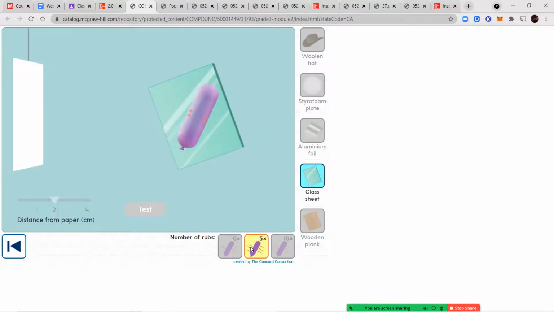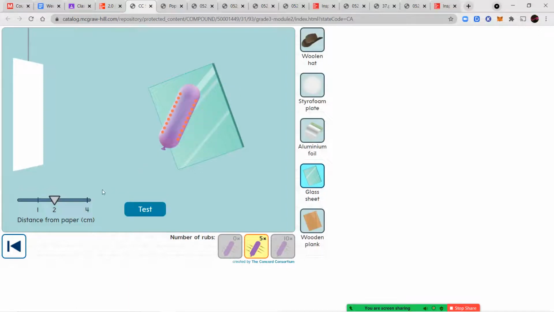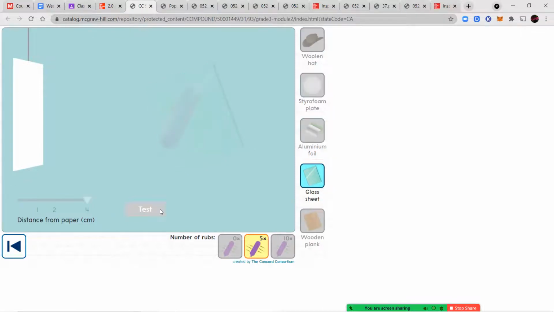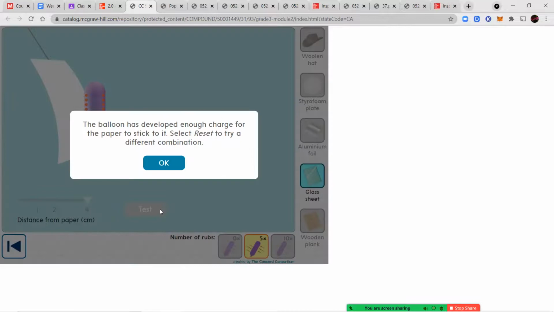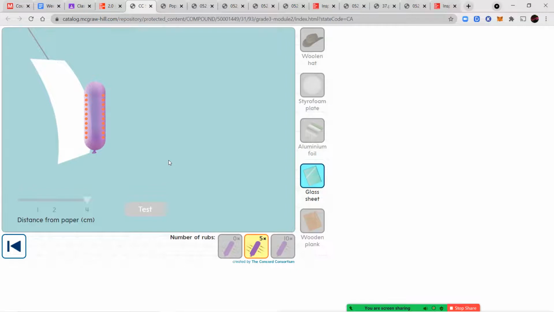Again, we'll go with 5 rubs. We can see that some electrical charge is building up. It's increasing. It looks like there's a lot of it. So let's see if we pull it out to 4 centimeters away and see if it will still attract. And we see that it definitely did have enough electrical charge to attract to the paper, even from a distance of 4 centimeters, which is twice as much as it was before at 2.